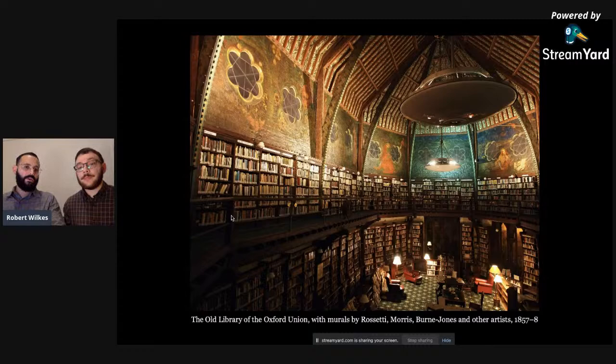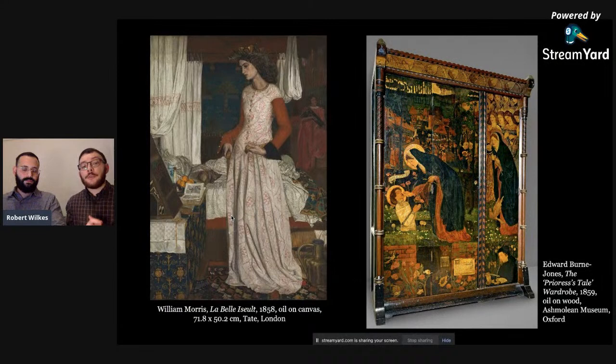And this is shown in some of Morris's and Burne-Jones's early works. Such as this painting on the left by William Morris.